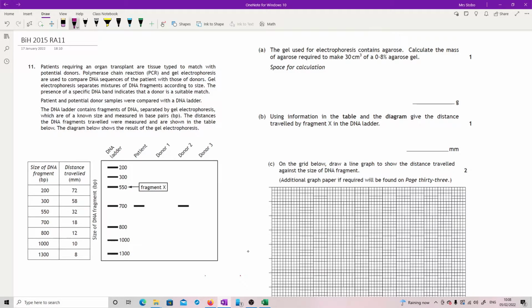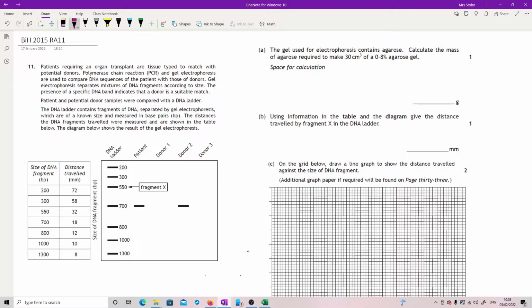Requiring an organ transplant. Patients requiring an organ transplant are tissue typed to match with potential donors. Polymerase chain reaction and gel electrophoresis are used to compare DNA sequences of the patient with those of donors. Gel electrophoresis separates mixtures of DNA fragments according to size. The presence of a specific DNA band indicates that a donor is a suitable match.